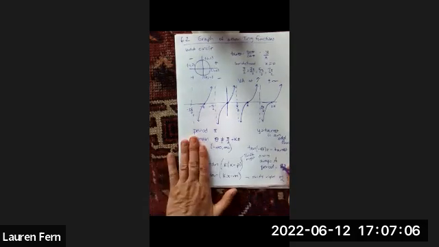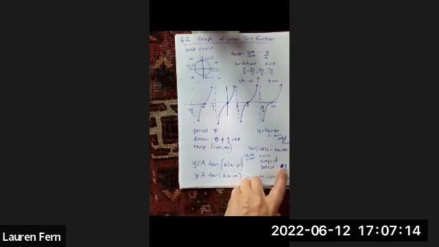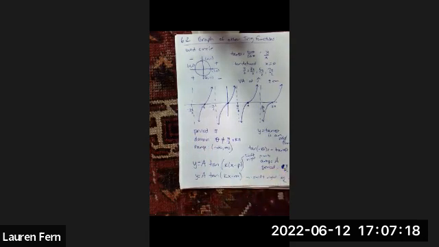Oh, excuse me. I'm really sorry, and I'm glad I noticed that. My period, so do as I say, not as I do. My period is pi over k, not 2 pi over k. All right, sorry about that.